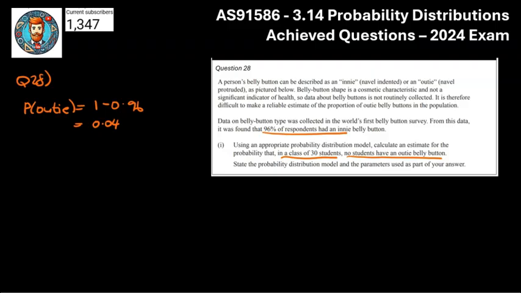The next bit is it's asked us to choose an appropriate distribution, and you've got to think about which one is going to be relevant here. You have been asked to justify it, but I think in this case it's a clear example of a binomial distribution because you've got two outcomes, right? You've got an innie and an outie. You've also got 30 trials, so these are clear evidence of that. So let's write that down. So we're going to use a binomial distribution.